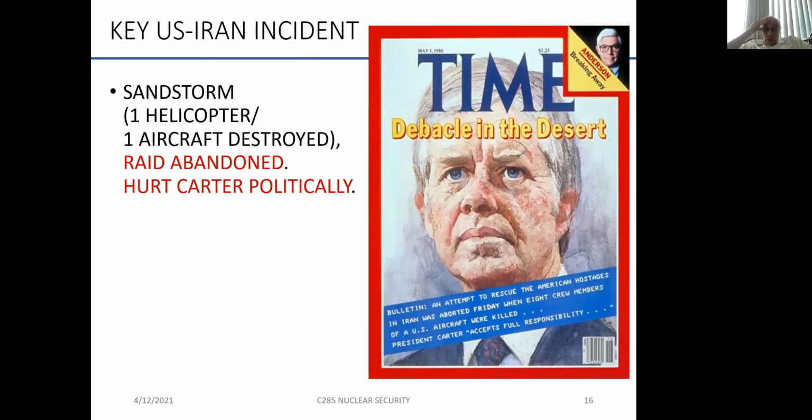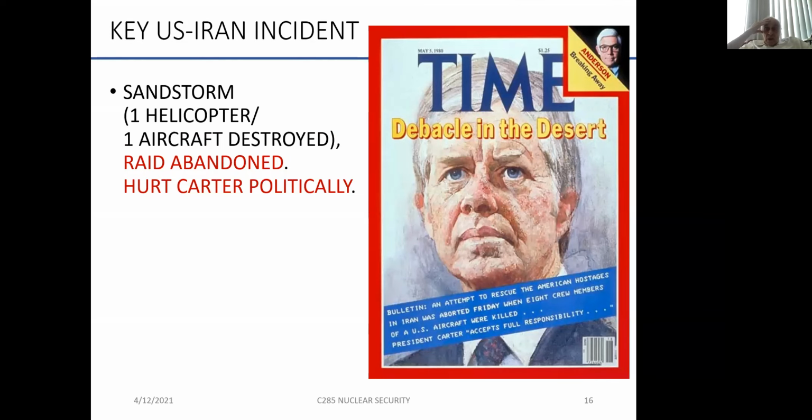Here is a really very dreadful, damaging photograph of President Carter on the cover of Time magazine. Debacle in the desert. An attempt to rescue the American hostages in Iran was aborted Friday when 8 crew members of a U.S. aircraft were killed. President Carter accepts full responsibility.